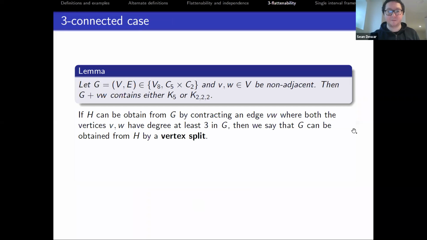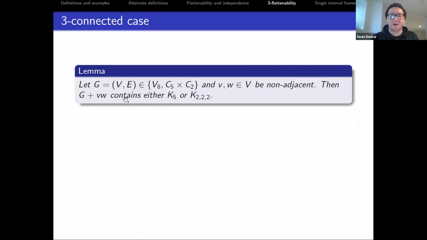Okay. I think I do this as a bit of a black box. I'll just double check. Yeah. So we have a lemma here. And it says basically if my graph is either V8 or C5 cross C2, and I pick any 2 vertices that are non-adjacent in the graph, if I add the edge, then it should say contain as a minor. So if I add an extra edge in, I'll always contain K5 or K222.